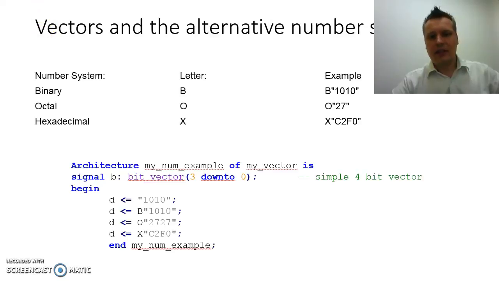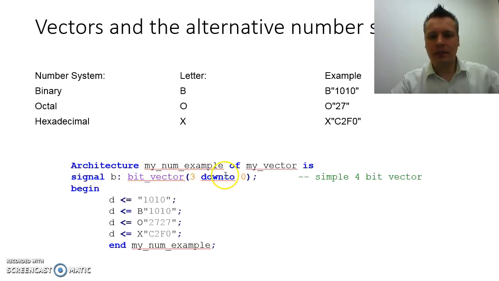Let's go on and talk a little bit about number representation here. Particularly for the bit_vector type, there are 3 ways we can define what kind of underlying number system we're using. This happens by adding a B, an O, or an X in front. B is for binary, O is for octal, and X is for hexadecimal. So you can see here the way we use it.